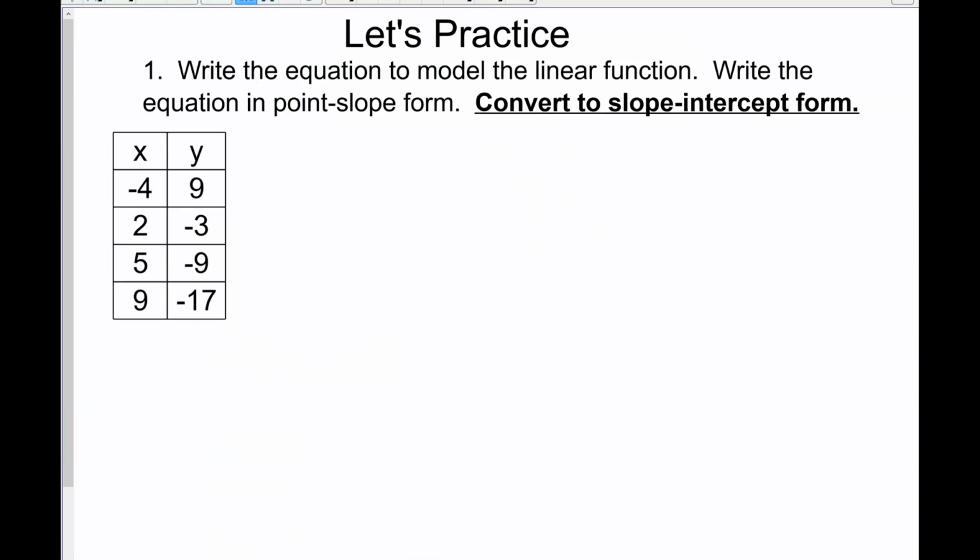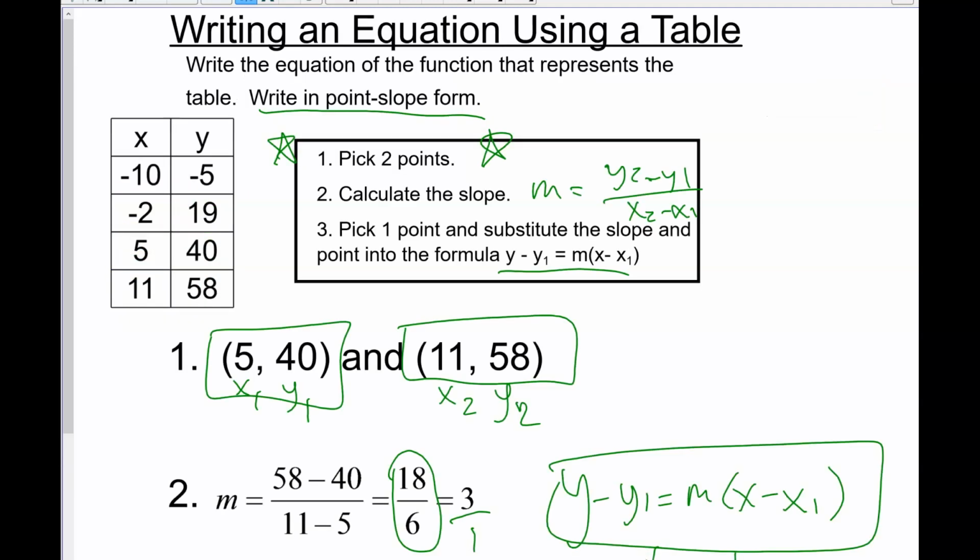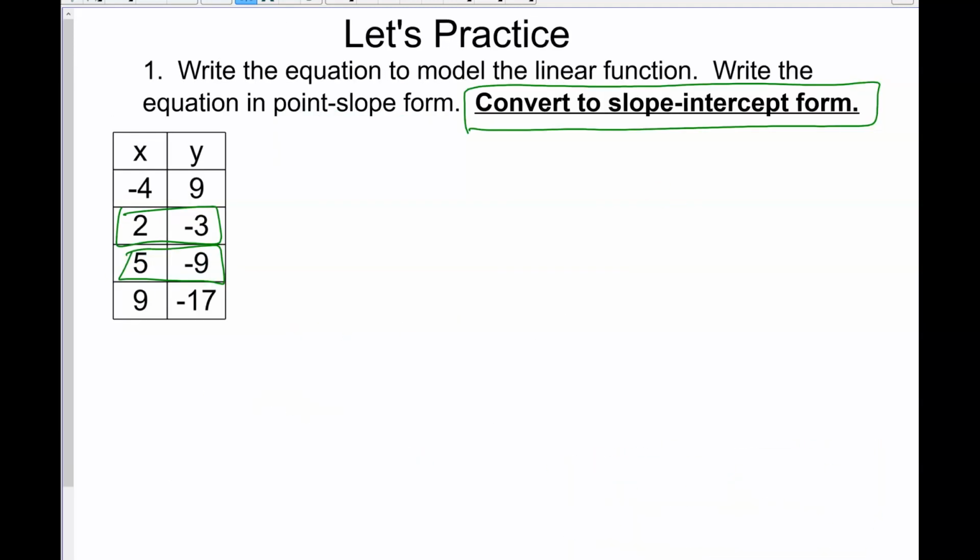Okay, on these next 2, you're going to write the equation, model the linear function, write the equation in point slope form, and then convert to slope intercept form. Okay, so again, this one can be tricky at times, but I would pick the ones that you think might be easiest to deal with. So let's just go with these 2 points here, and let's find our slope first, because remember, what we're going to do is pick 2 points, and then we're going to calculate the slope.